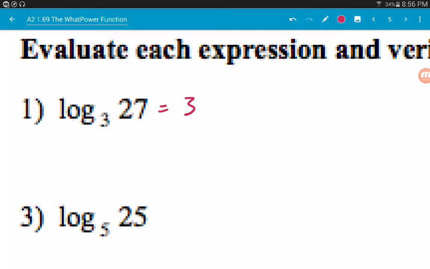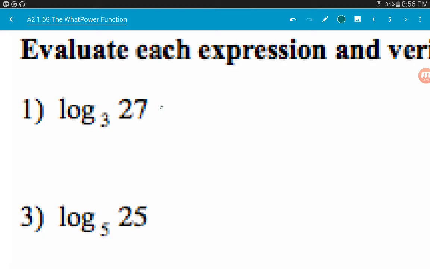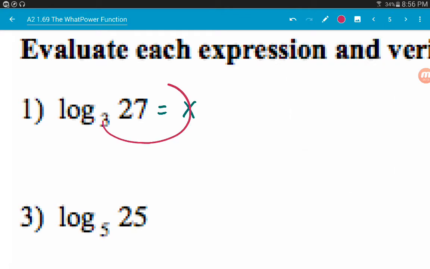Well, how would I know that? Well, here's how I recommend setting these up if you didn't know how to start. What is this equal to? I don't know. So let's make that x. Now, I can use the swoop to convert this into the exponential form. That is that 3 to the x equals 27. And then it becomes obvious what we're looking for.